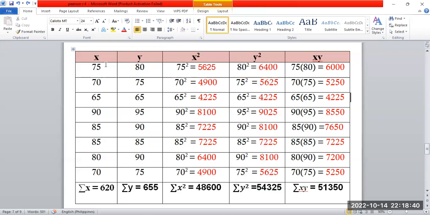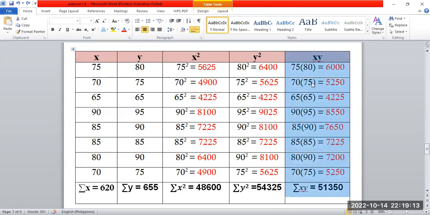We need to multiply x and y. So 75 times 80, and then 70 times 75, 65 times 65, 90 times 95, 85 times 90, 85 times 85, 80 times 90, and 70 times 75. XY, ibig sabihin, you multiply the x and y. X tapos y. 75 times 80, that is equal to 6,000.